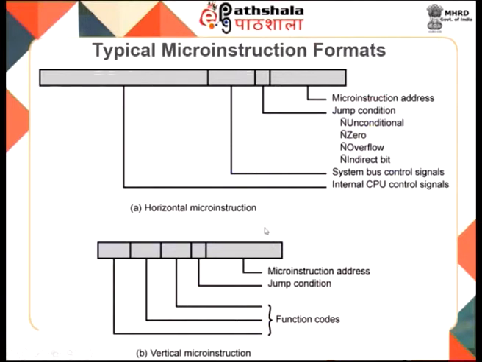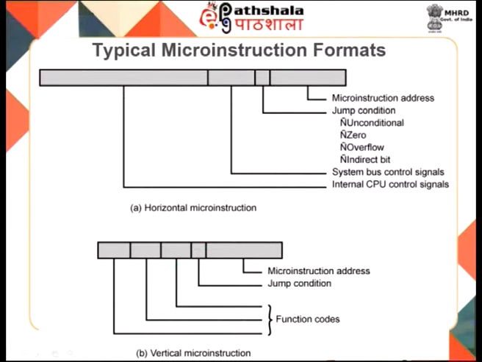So, if you look at a horizontal micro instruction, the last field indicates the micro instruction address, which is common to both types of formats. That will tell you what is the next micro instruction address. Say I have a jump condition here, and all your other bits are given here, whether it is based on an unconditional jump or a zero condition or overflow or an indirect bit, whatever it is. The system bus control signals are given here, for example, and the internal CPU control signals are given here. So, you find that many of these operations are specified as separate fields, and there is a large amount of parallelism available here. The control signals are explicitly specified.